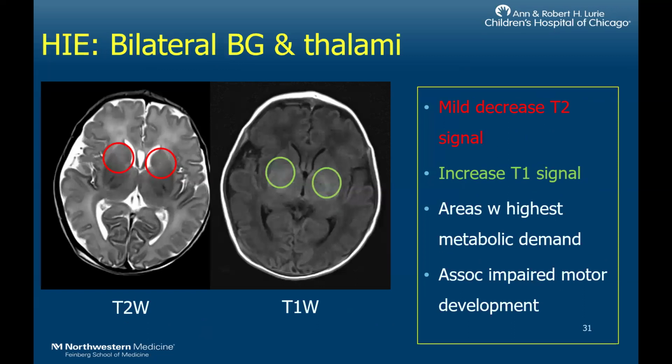And these are some of the changes that you'll also see on T2. So you got that mild decreased T2 signal here in the bilateral basal ganglia. There's also more increased T1 signal that you can see here. And again, these are the areas with the highest metabolic demand and associated with not just motor impairment, but this would also be more of a moderate to severe grade in terms of HIE grading.